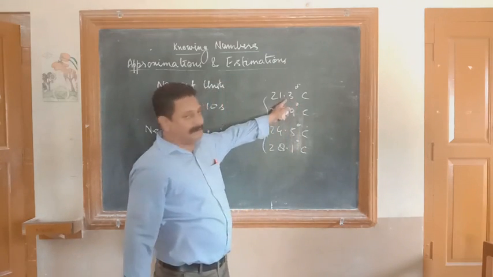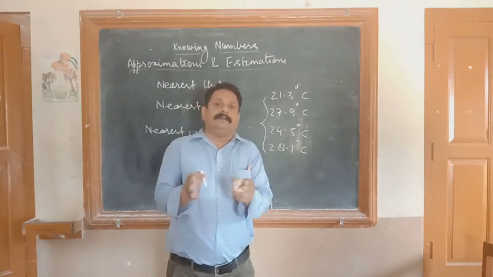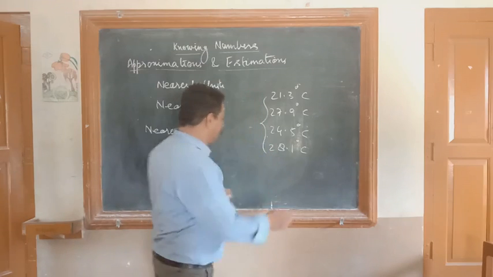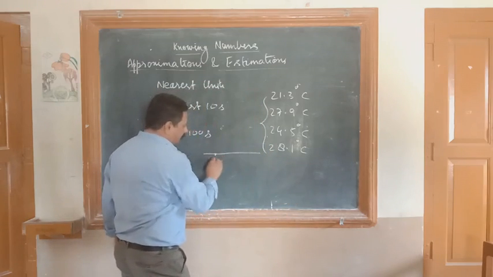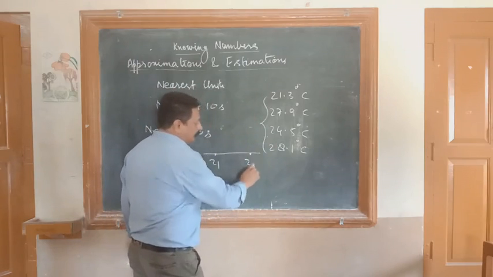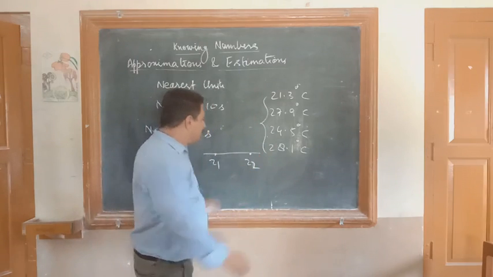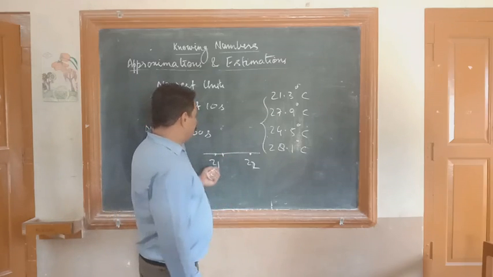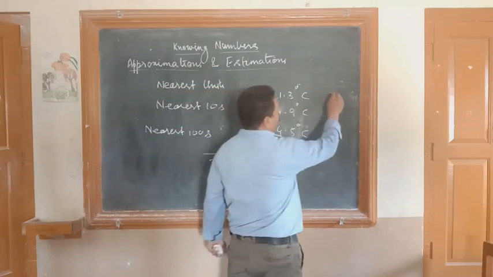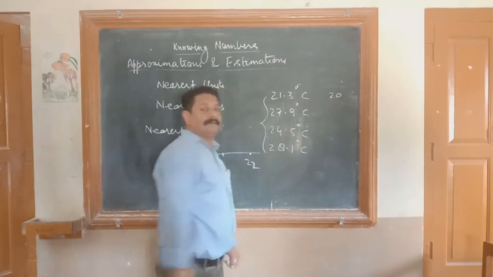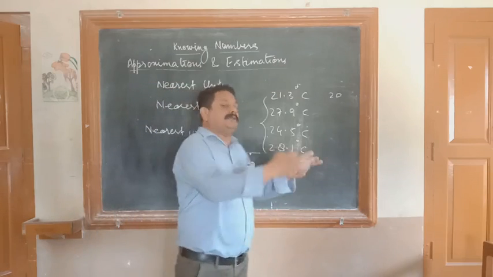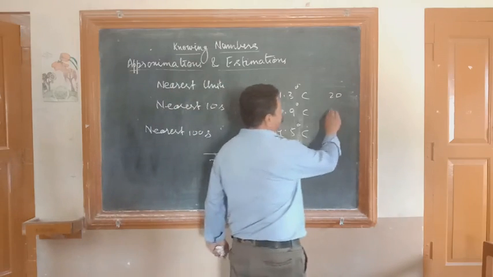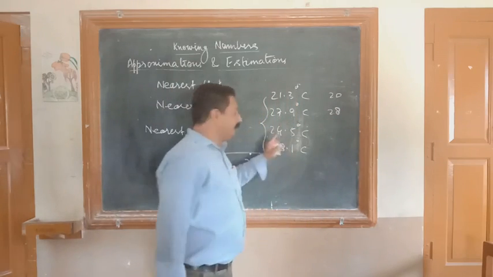Now we have decimal expansion here. We will convert them into nearest ones. So 21.3 lies between 21 and 22. It is very closer to 21. 21.3 is somewhere here, closer to 21. So we will write the approximate value as 21. Now 27.9 is in between 27 and 28, but closer to 28, right? So we take this value as 28.